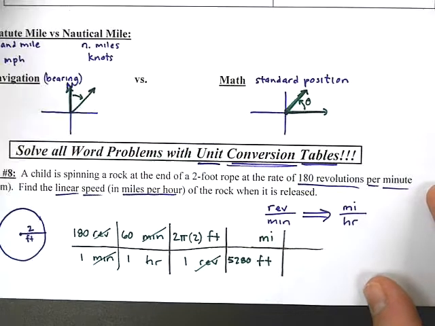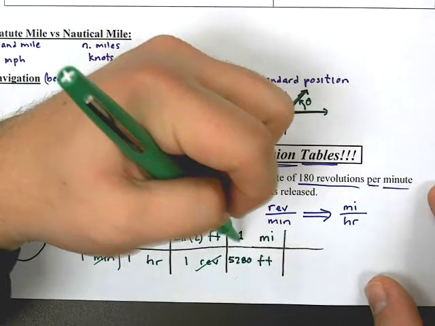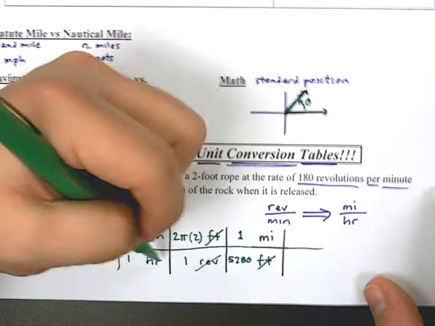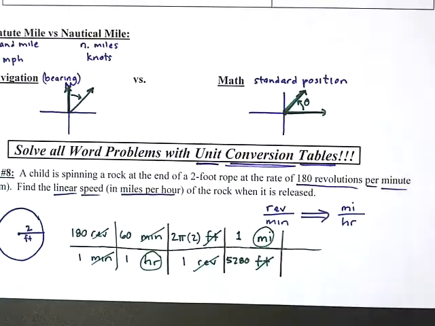5,280 feet in 1 mile, which means I can now cancel out feet, and what do you know? I'm left with miles, hours, or I should say miles per hour. Okay? I'm ready to get my answer.